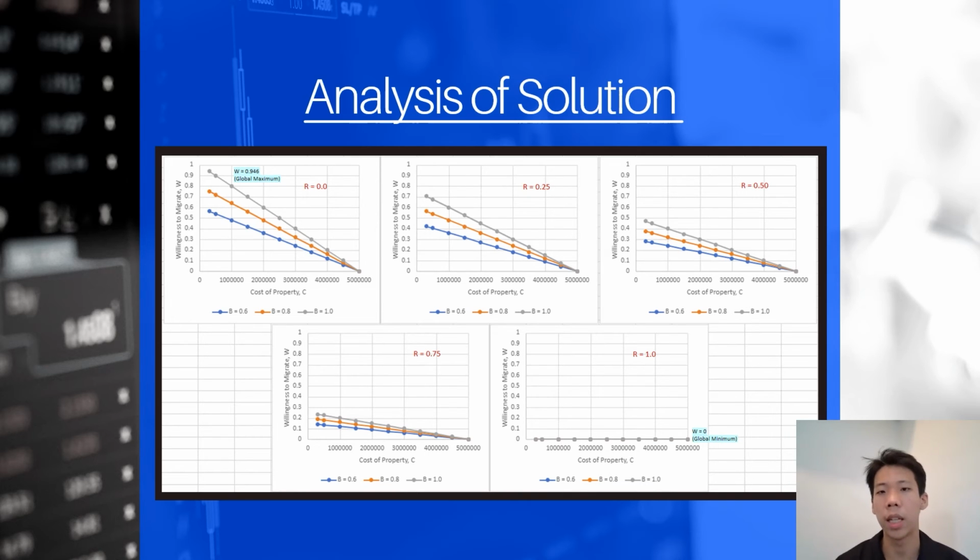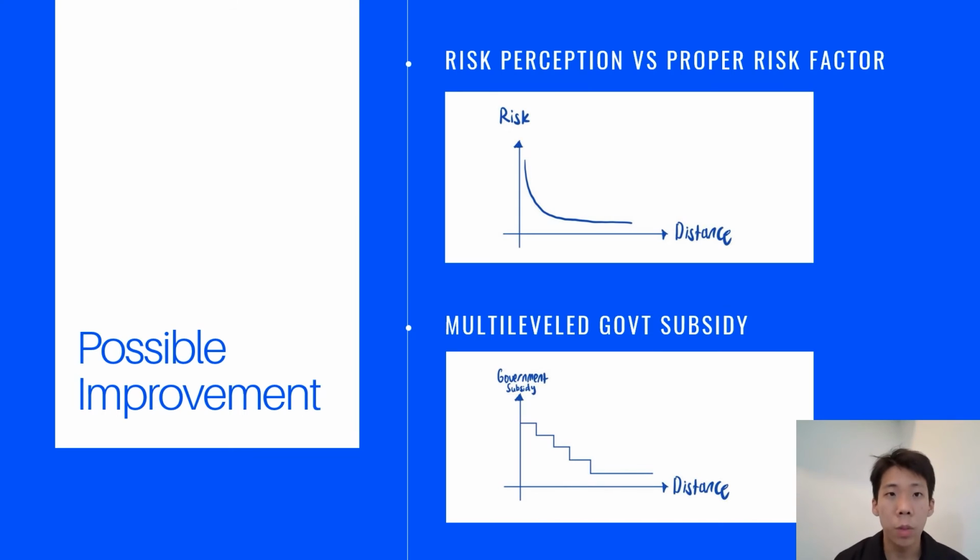Our conclusion from the analysis of the model is that it works because the output values are reasonable. We can also see the expected correlation between the different variables and the willingness to migrate. We do believe that the model can be more accurate in terms of the risk aspect.